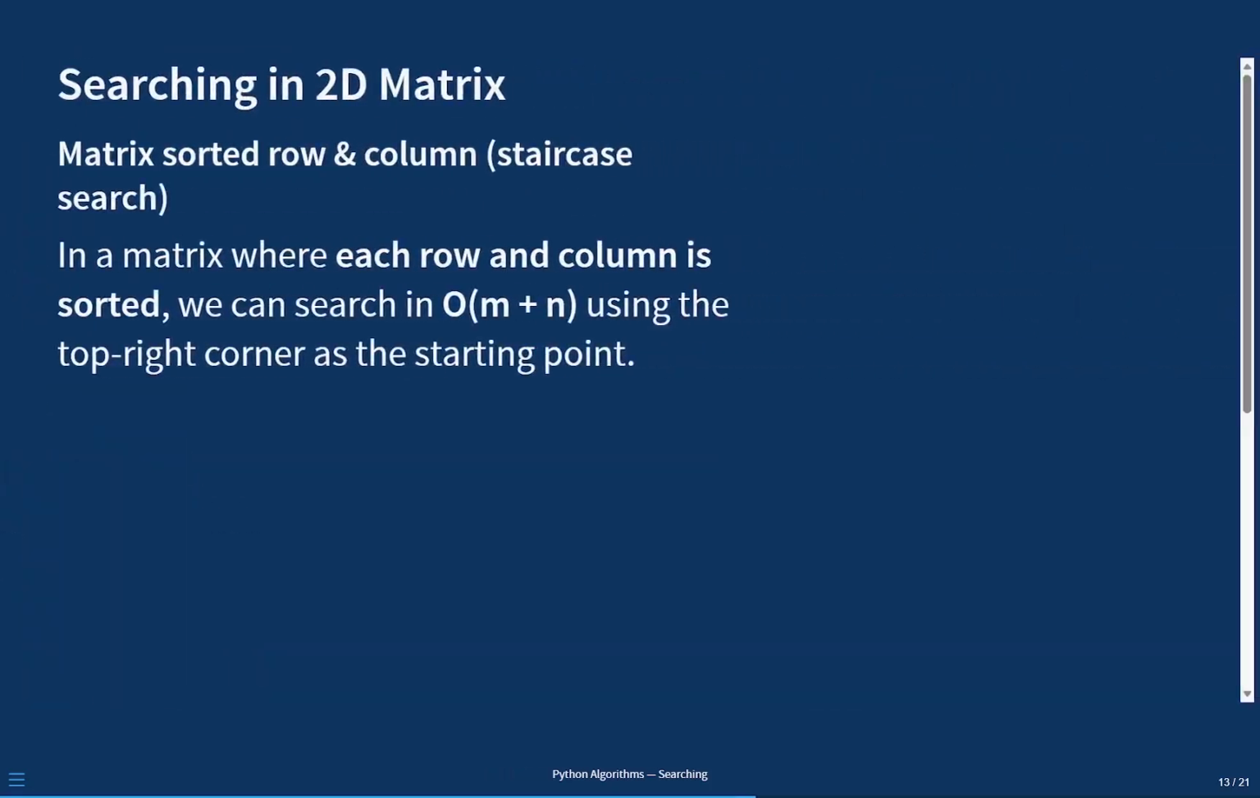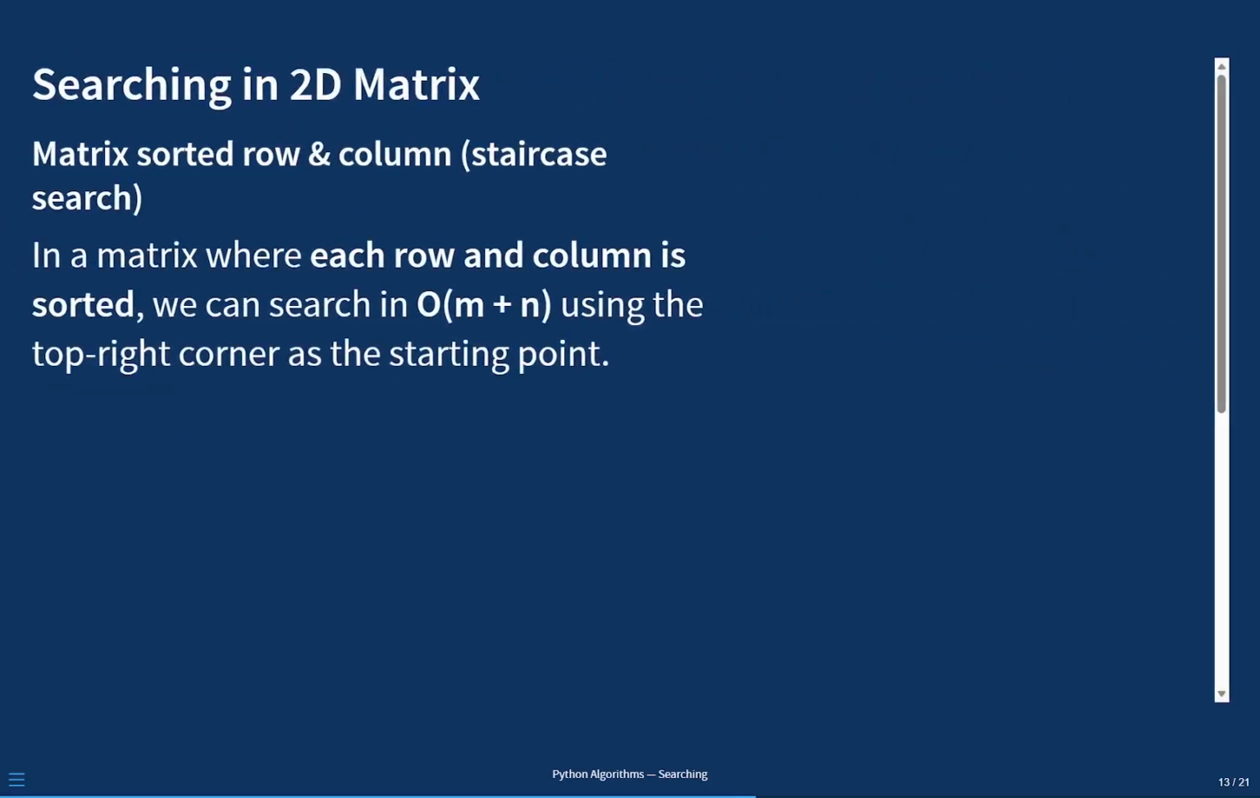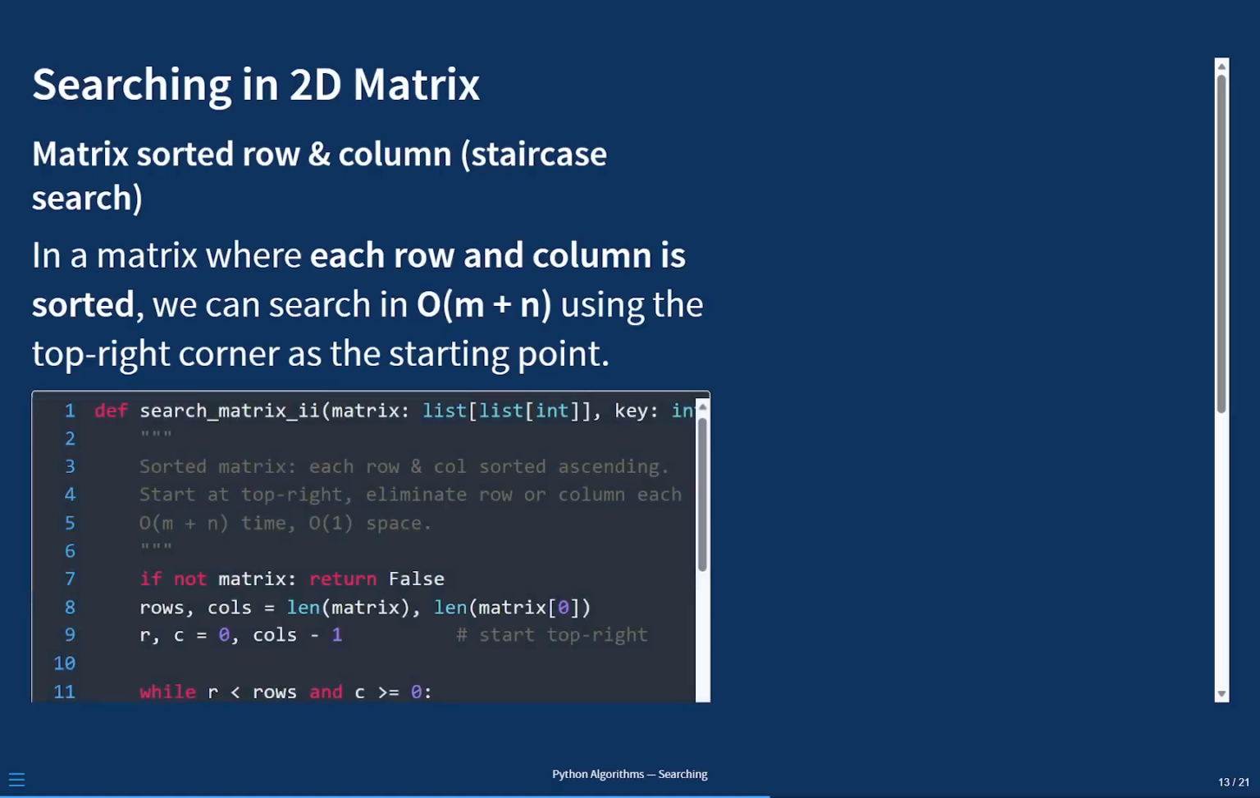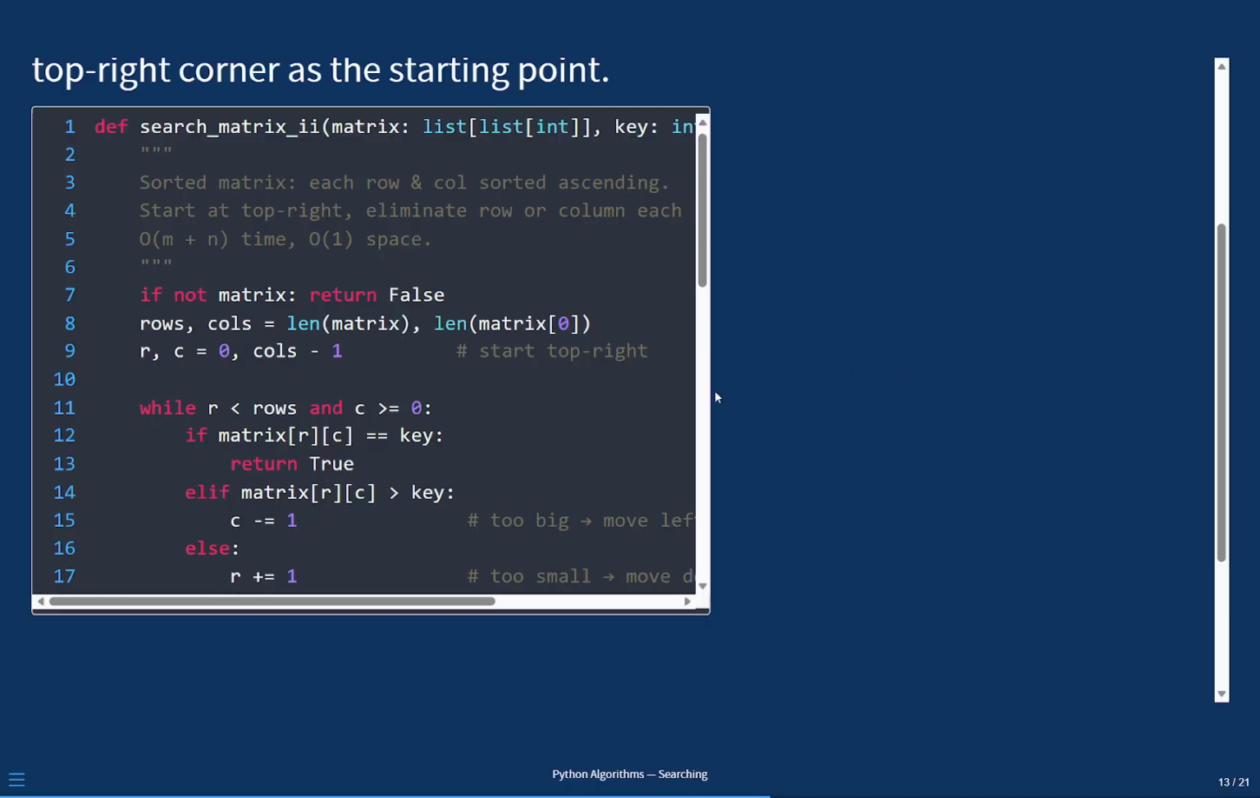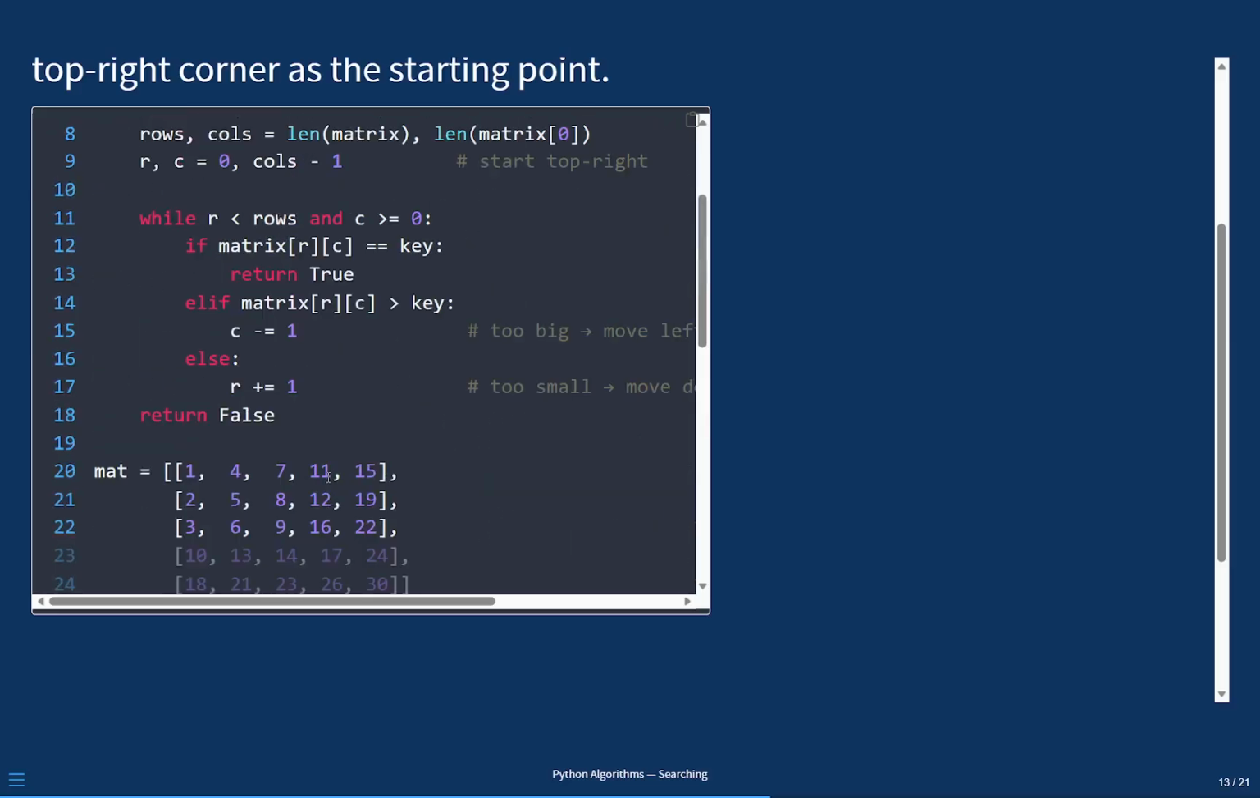Next. Searching extends naturally to 2 dimensions, and the approach differs based on the matrix's sorting structure. Staircase search works for a matrix where every row is sorted ascending, and every column is sorted ascending. Start at the top right corner, index row 0, last column. From there, the element to the left is smaller, the element below is larger. This makes every comparison decisive.